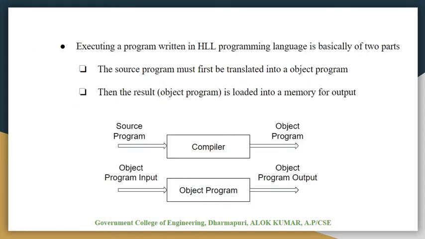Now here we will see executing a program written in a high level language. Programming language execution is basically divided into two parts. The source program must first be translated into an object program. After that, the resulting object program is loaded into memory for output. So from this diagram you can see that for the compiler the input is the source program and it is converted into an object program. After that, for the object program we give the input, and it is converted into the object program output.